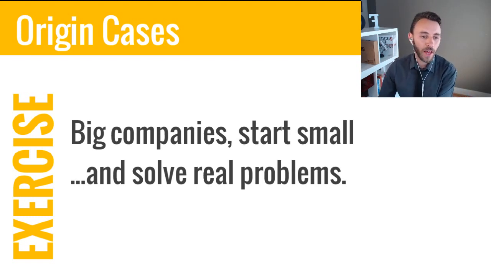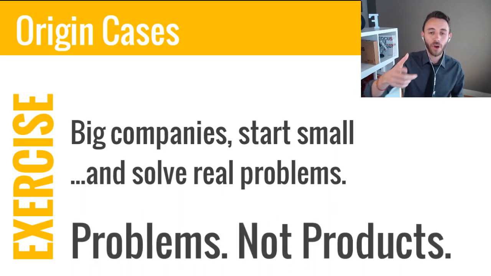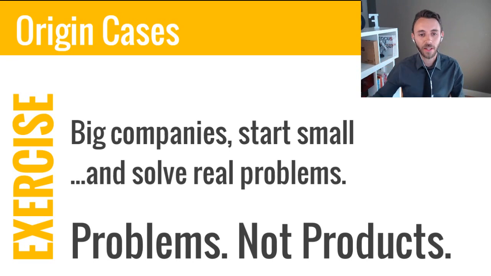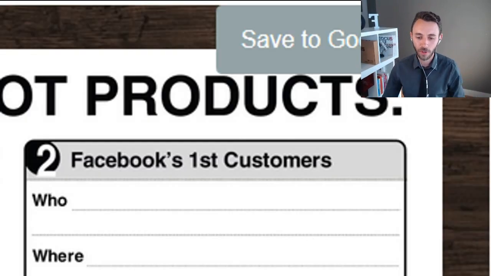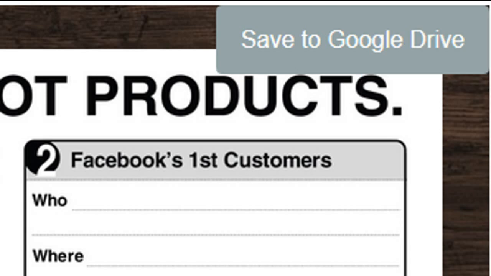Okay, so that, my friends, is our first exercise, and it's called Problems Not Products. Know that if you want to save it, there's a button in the top right-hand corner. You can use this as a takeaway. If you click the Save to Google Drive button, you'll have a copy of this. If you want to use this exercise in class, then just let us know. We'll talk to you about how to do that. Otherwise, if you want to just use it as an inspiration for your own exercise that you create yourself, feel free to have a copy and play around with it.